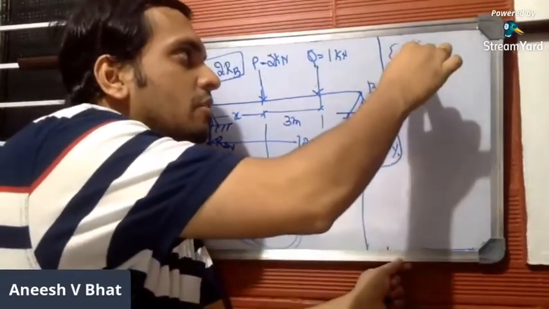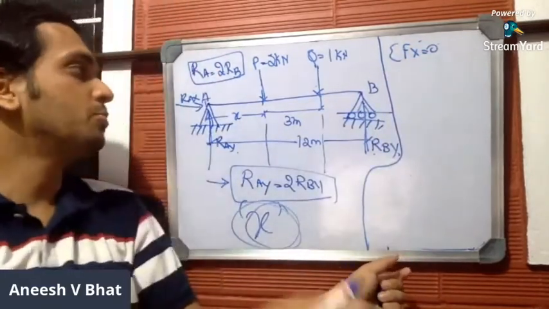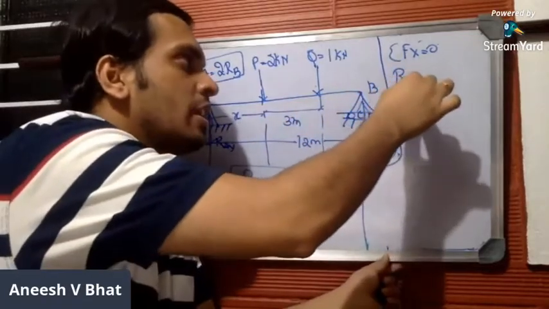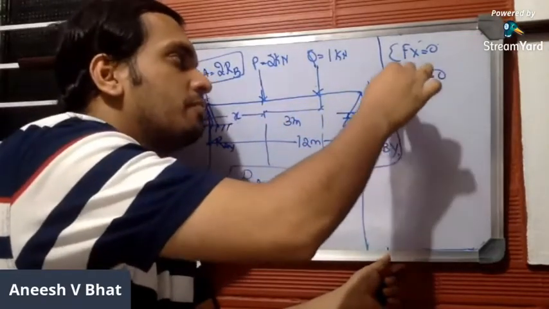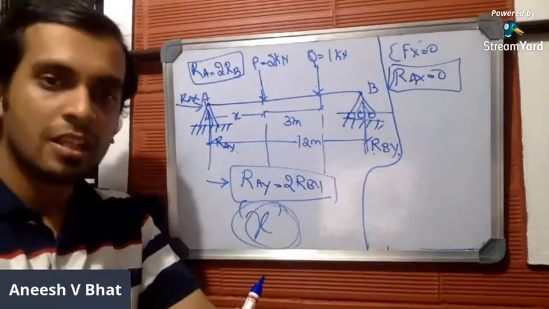The first condition is summation of Fx equal to 0. Let us see how many forces we have which move in the x direction. It's only one force, which is Rax. So Rax is equal to 0.